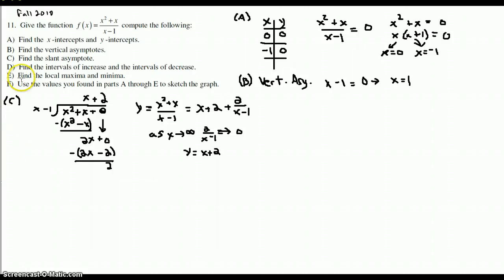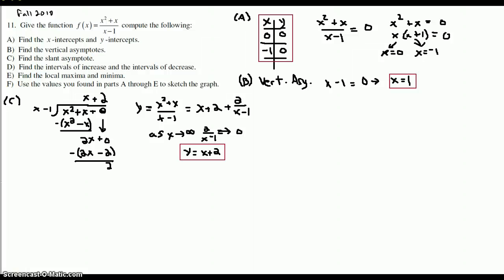Okay, so we have y equals x plus 2 as the slant asymptote, x equals 1 as the vertical asymptote, and these intercepts for parts A, B, and C. Part D, find the intervals of increase and decrease.